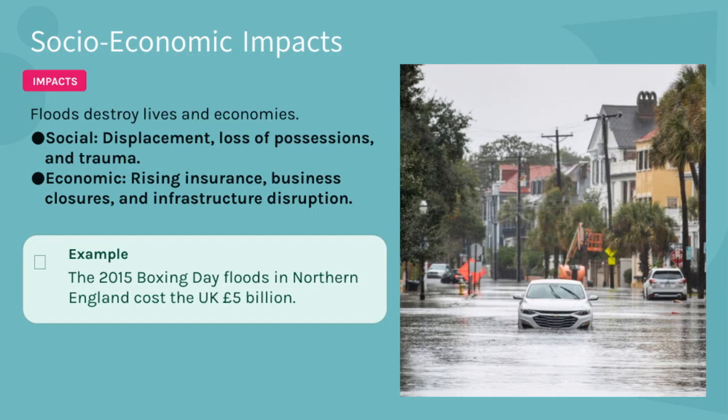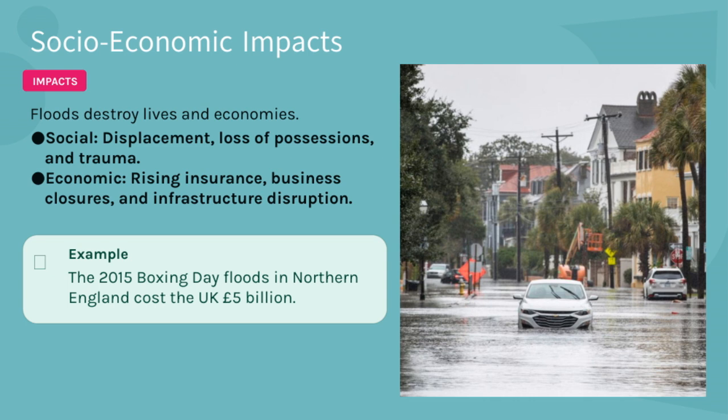First, we will focus on socioeconomic impacts. Social impacts are effects on people and communities. Economic impacts are effects linked to money, jobs, businesses, and infrastructure. Flooding can have serious social impacts. People may be forced to leave their homes. This is called displacement. Some people may need to stay with relatives, in temporary accommodation, or in emergency shelters. Floods can also destroy possessions. Furniture, photographs, clothes, electrical items, and important documents may be damaged or lost.